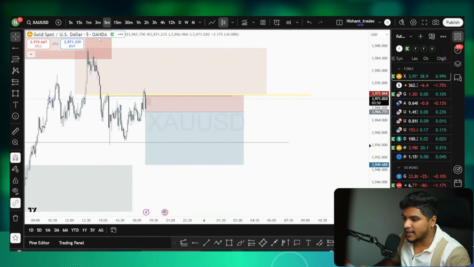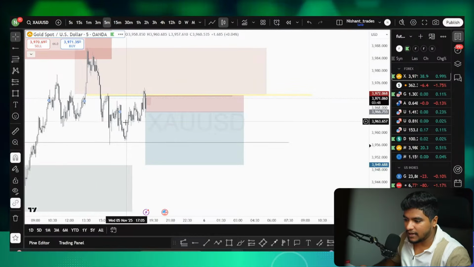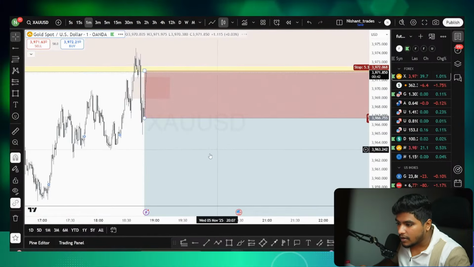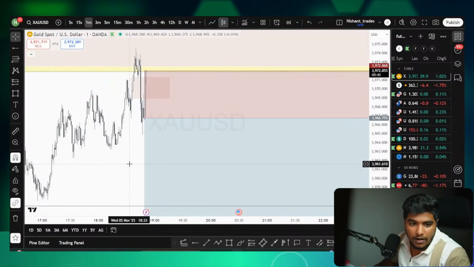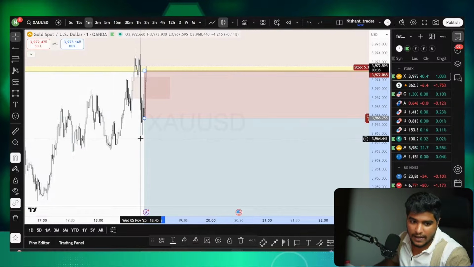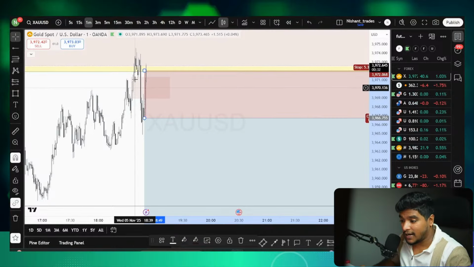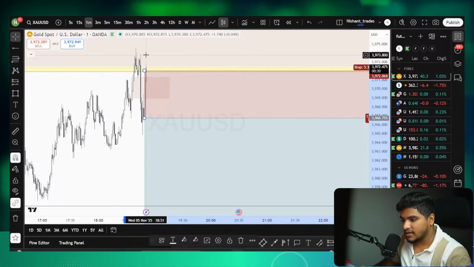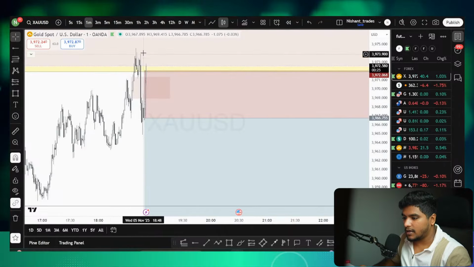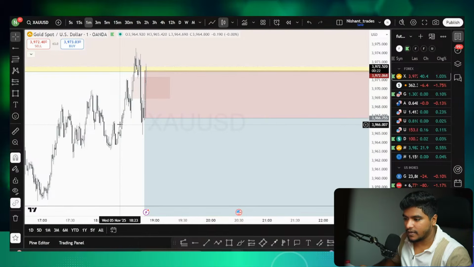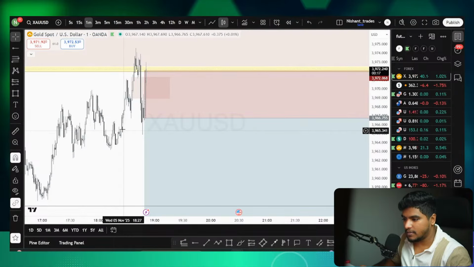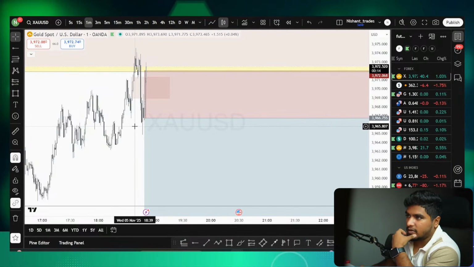If this fails, this zone will entirely fail, and the short idea can actually end up working. Okay, I am still in. I'm just waiting for this last reaction. Let's see what comes from here. If you have exited, that's fine. I am just waiting for this last area. If this high goes, I'm exiting. If it fails, it's totally 1% down.